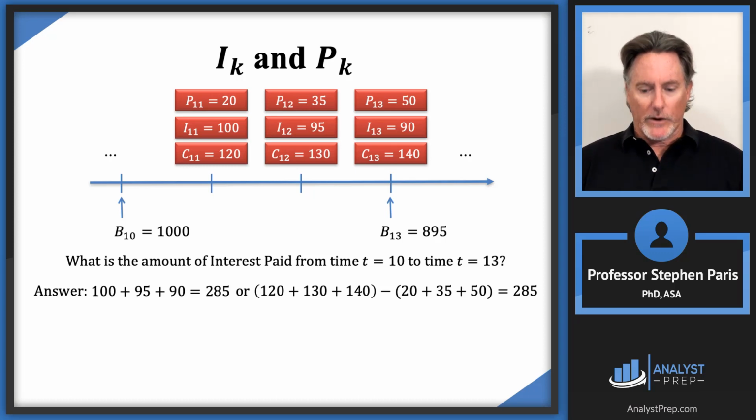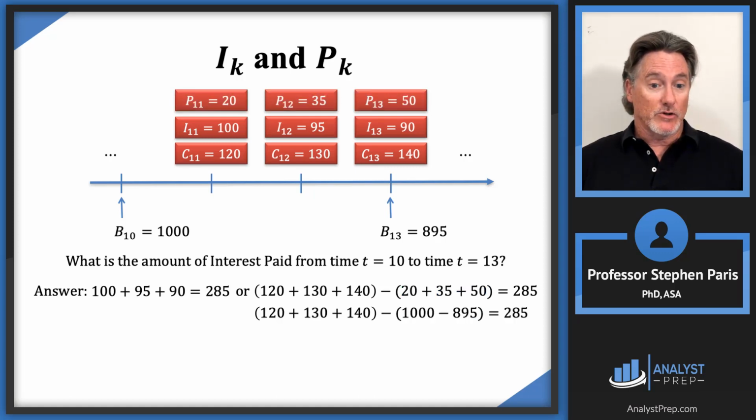And so that would be a second way for you to calculate if you don't have the amounts of interest at the particular time periods, which generally you won't. The information you normally have will be the payment amounts. So I have the 120, the 130, and the 140. And then I'll recognize that the 20 plus the 35 plus the 50, in that second set of parentheses that I just highlighted in blue, is the total amount of principal that was repaid during that time period, which I found before would just be the difference between the balances at time 10 and time 13.